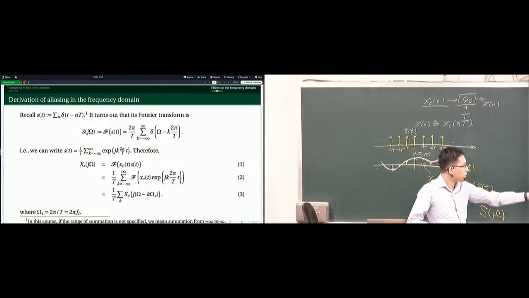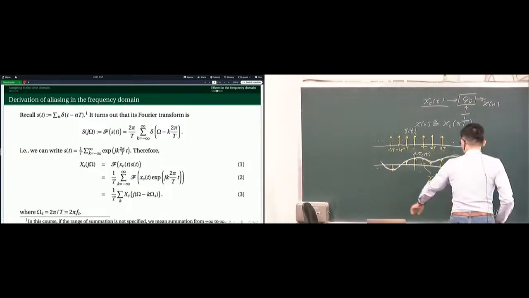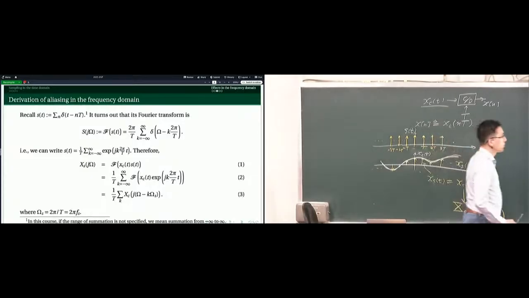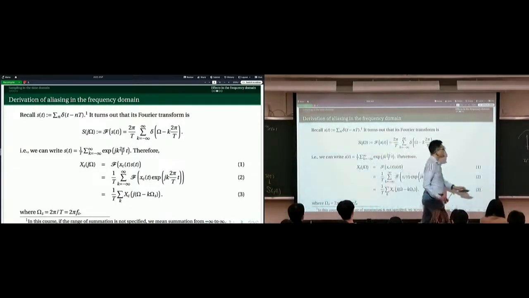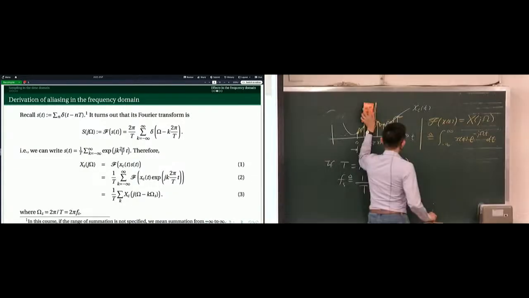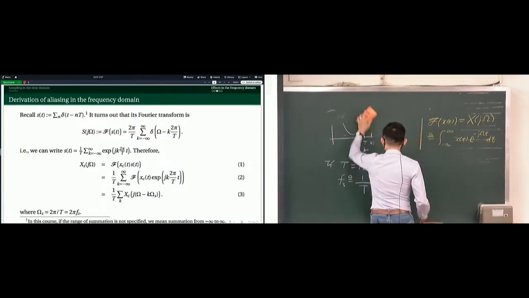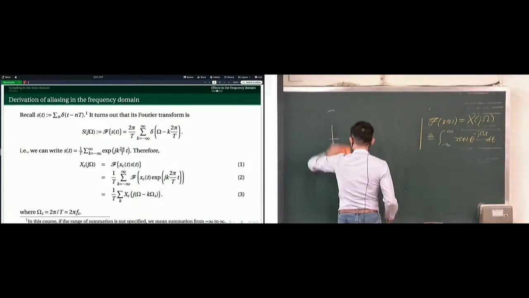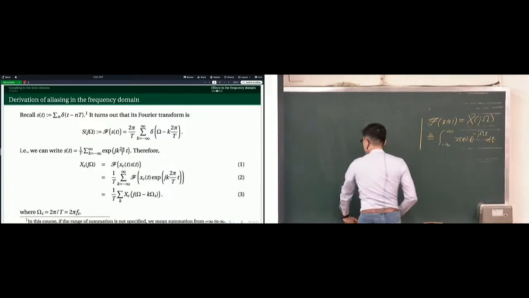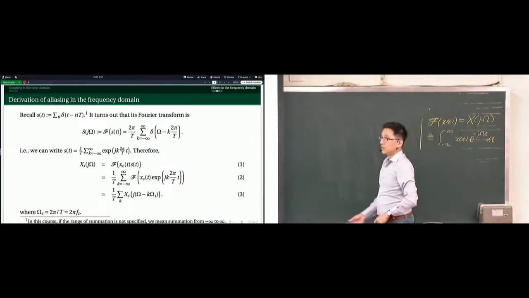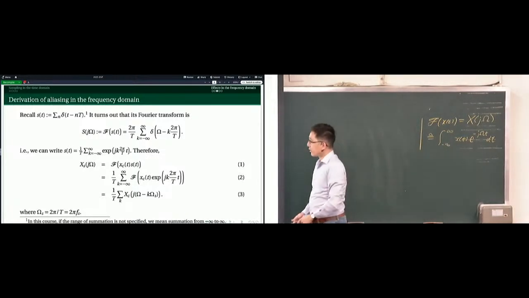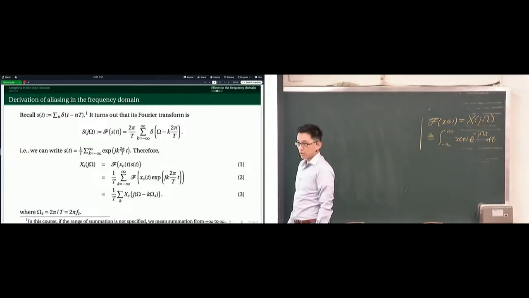I think I can probably erase things over there. Take a look, this derivation could be quite tricky. Let me first take you through. There are only five equalities.